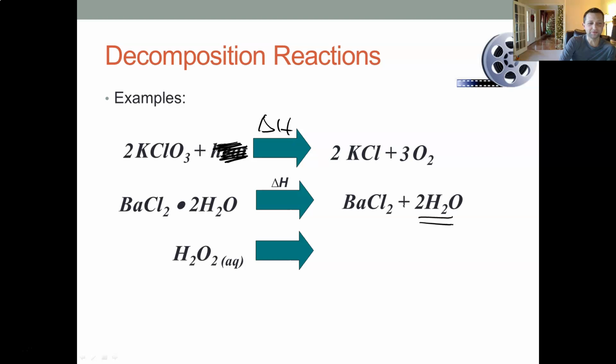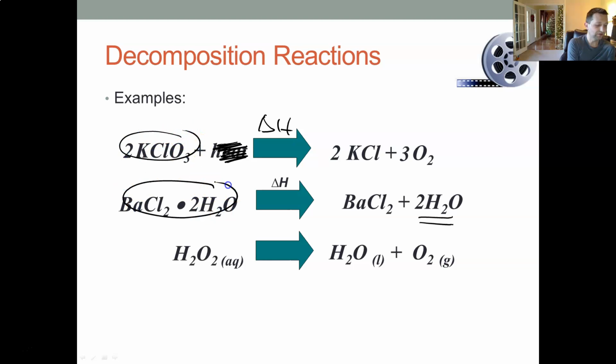Here's the demo I'm going to do for you. Hydrogen peroxide breaks down into water and oxygen. Again, we have one reactant breaking up into our products here. We have 2 products here, 2 products here, 2 products here. So you can see the pattern here for decomp reactions.